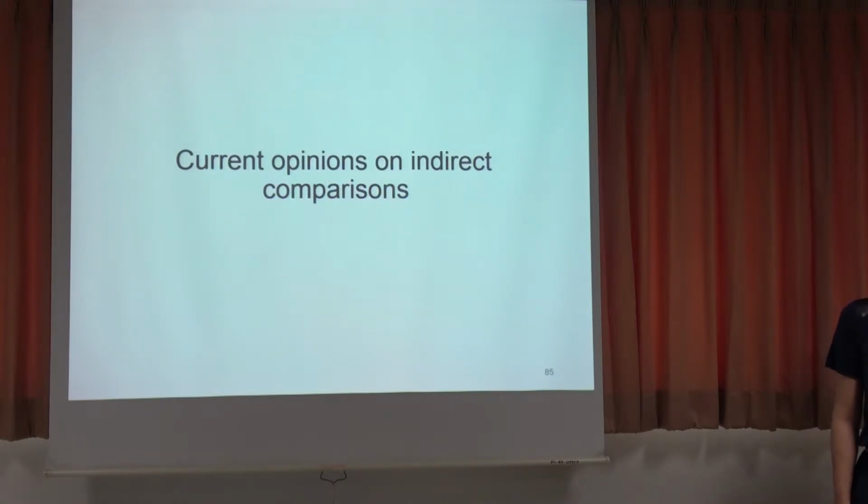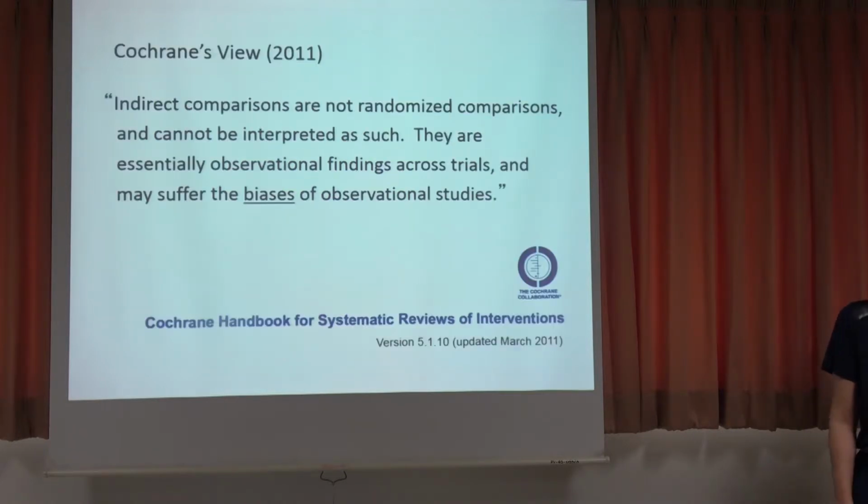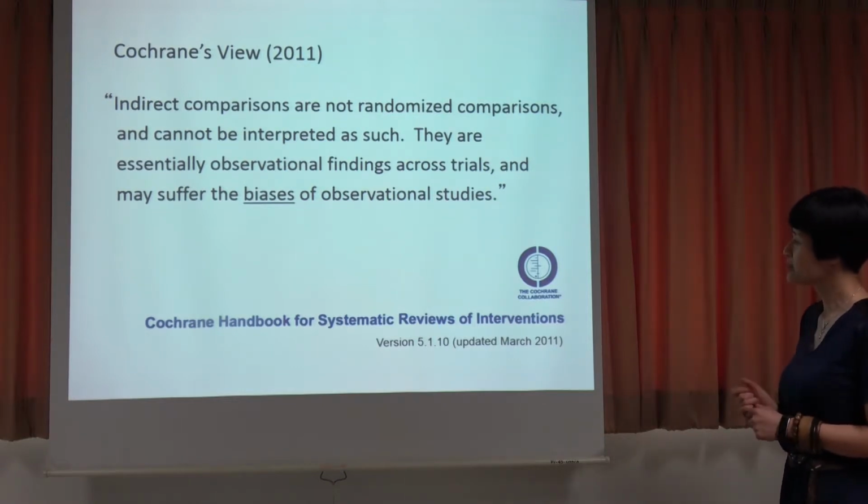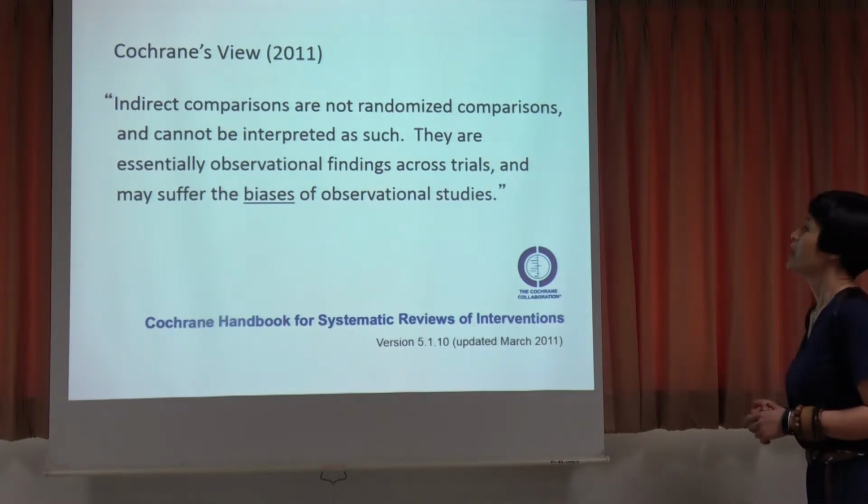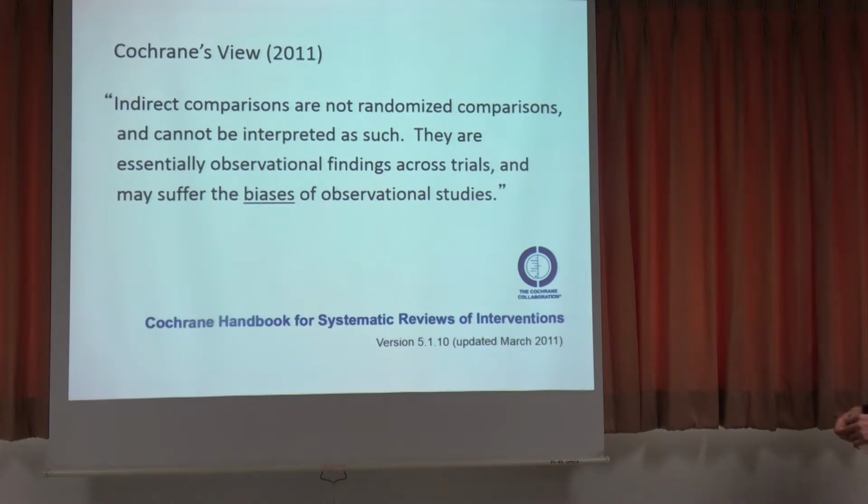So I'm going to finish by going through some current opinions on indirect comparison. I think it was really interesting that when we voted earlier, there was a small split between the trust of direct and network evidence. This is what Cochrane says. Cochrane says indirect comparisons are not randomized comparisons and cannot be interpreted as such. They are essentially observational findings across the trials and may suffer the bias of observational studies.